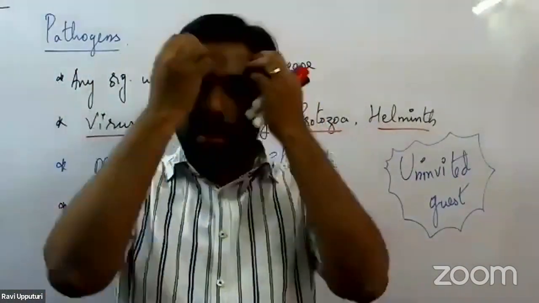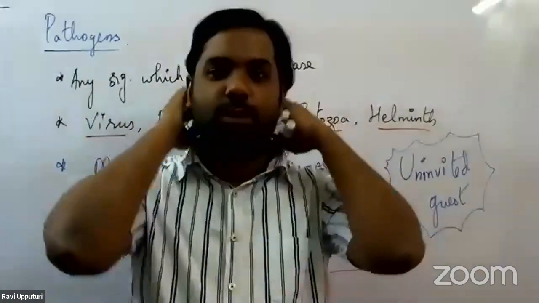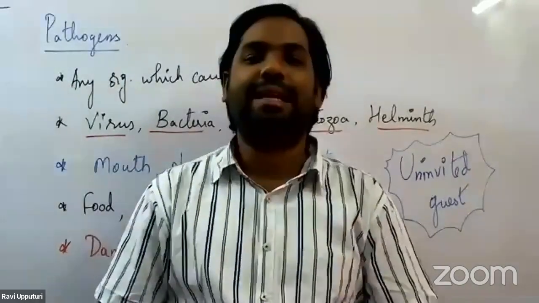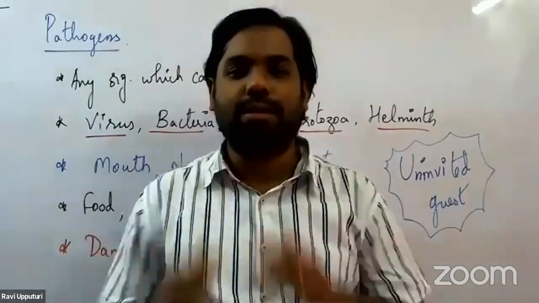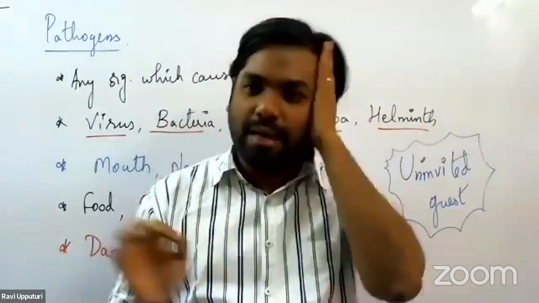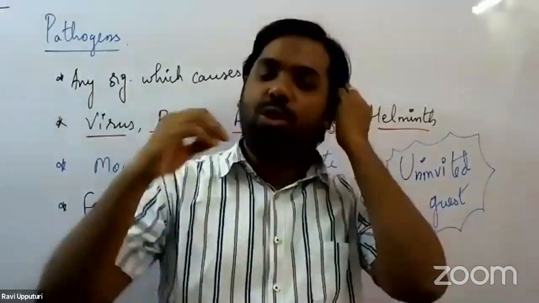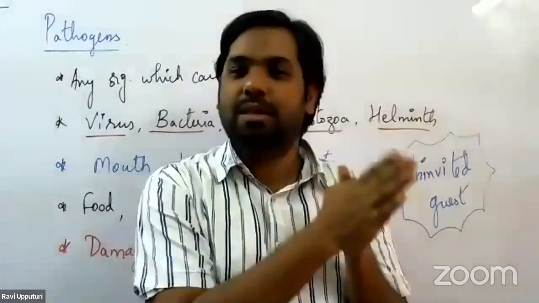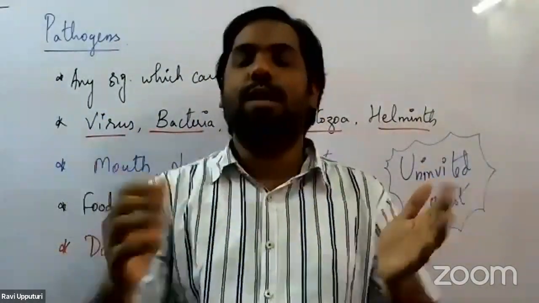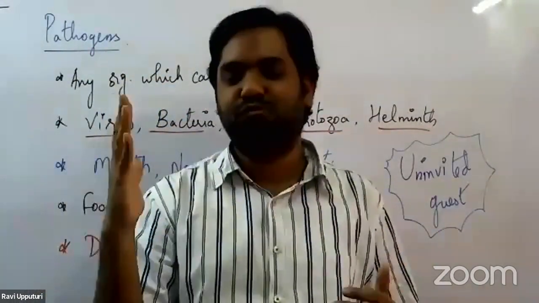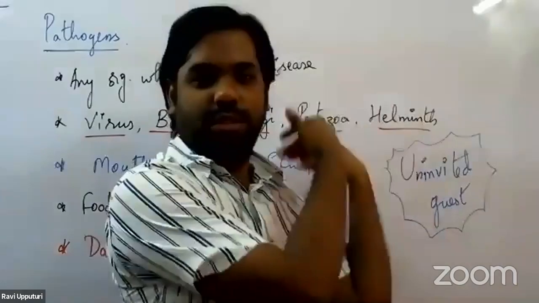Right? So once again, quickly going through this topic called pathogen. What do we mean by a pathogen? Any organism which has the ability to cause a particular disease is called a pathogen. Right? So there are a huge number of organisms which have the ability to cause a particular disease. They all belong to either a virus, bacteria, fungi, protozoa, or a helminth. Right? So they all belong to these classes.